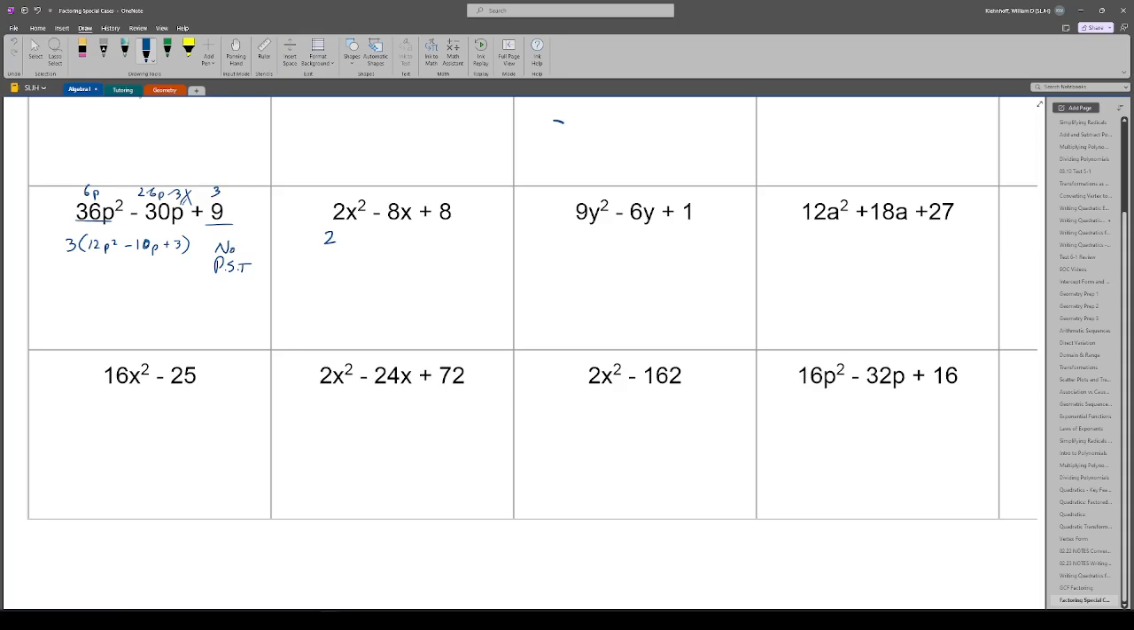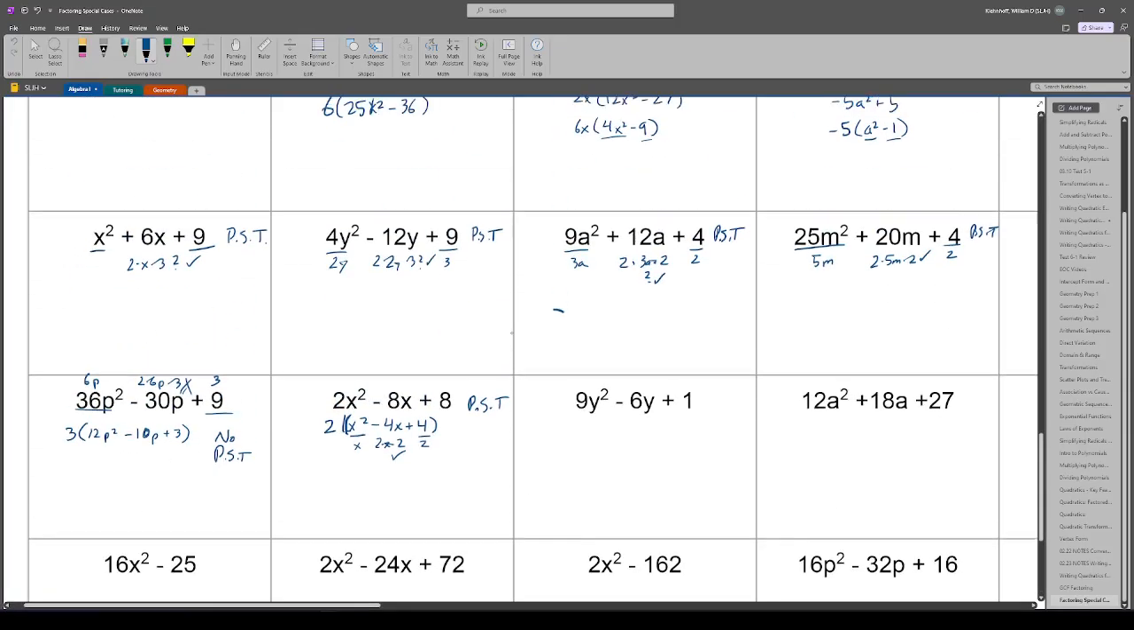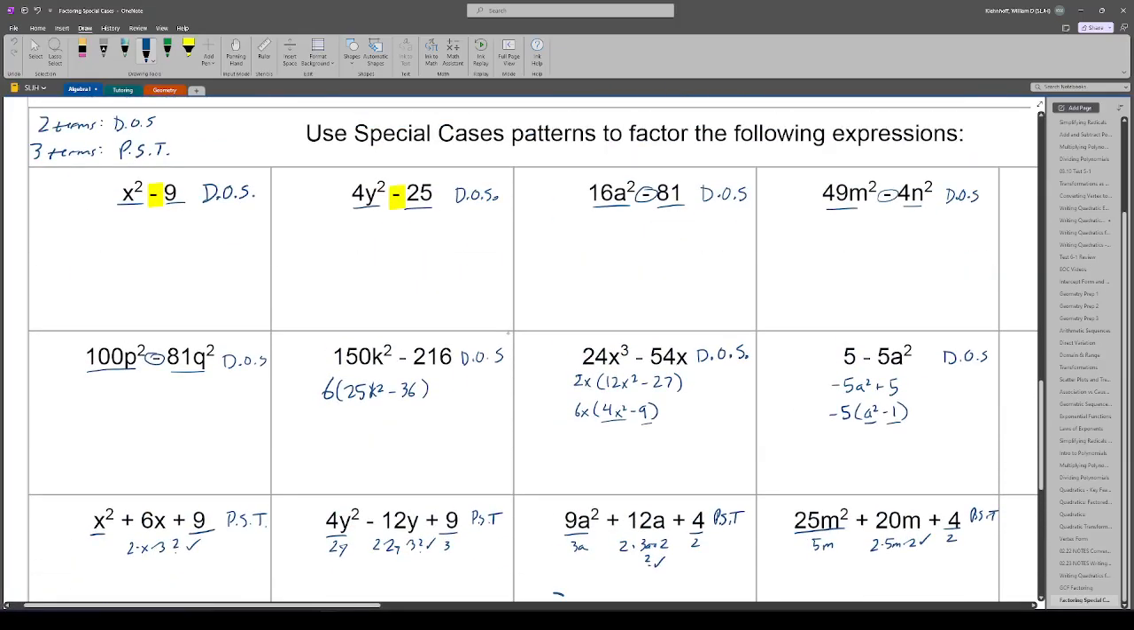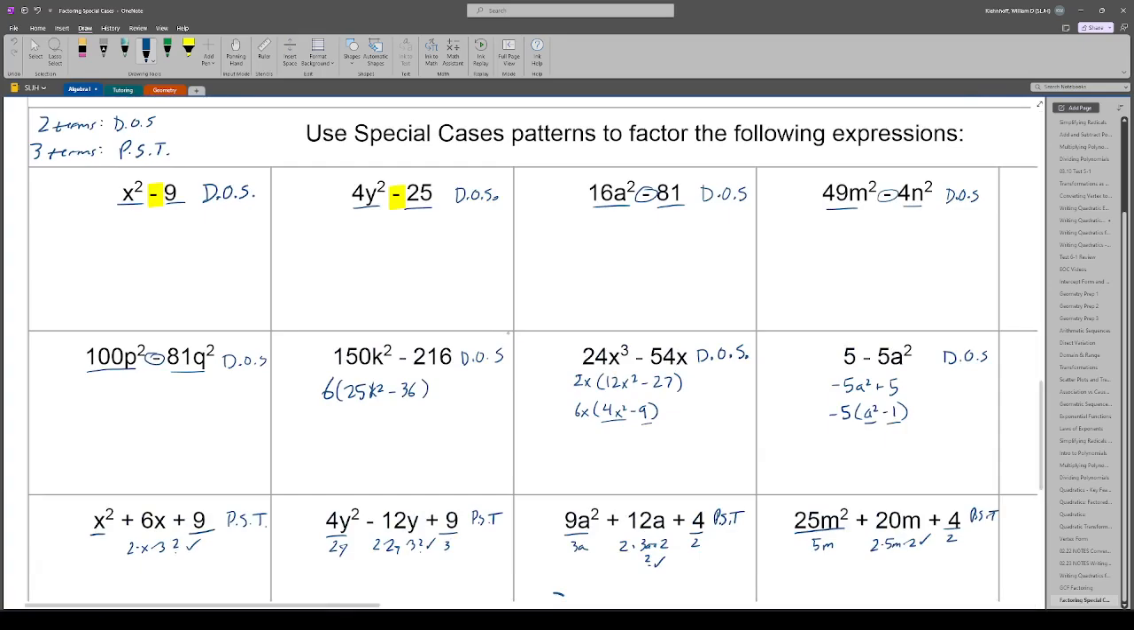This one, we factor out 2. We're left with x squared minus 4x plus 4. And we do have x times x and 2 times 2. And in the middle, we have 2 times x times 2. Check, that is a perfect square trinomial. I think we've done a lot of these already. And like I said, this is also the homework. So I'm going to go back and just write out the actual answers to a few so we can make sure we understand how to write the pattern.